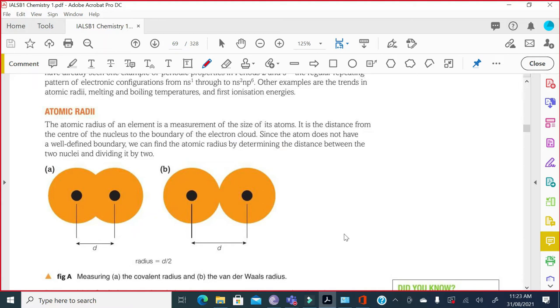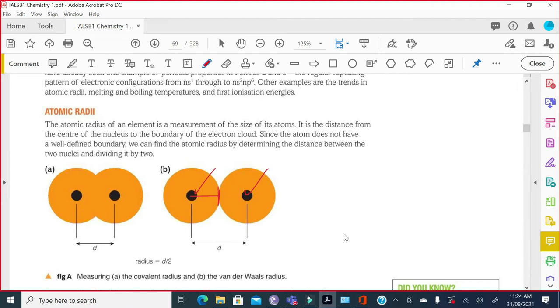About the atomic radius. These are two nuclei. You can see nucleus number 1 and nucleus number 2. So atomic radius is the distance from here to here. Okay, this is the radius. So usually we can't find an atom individually.